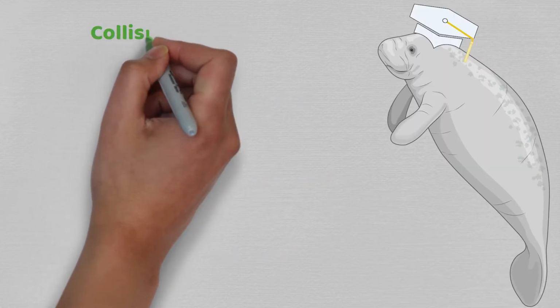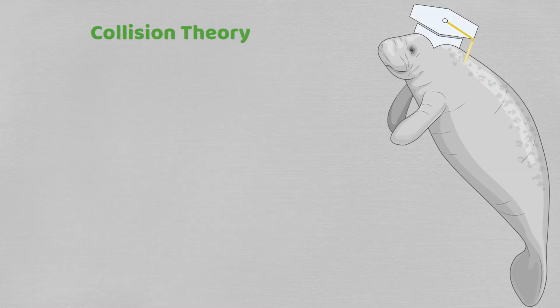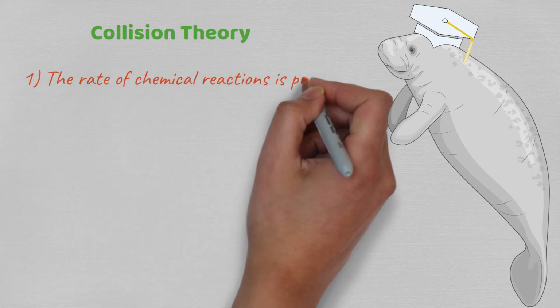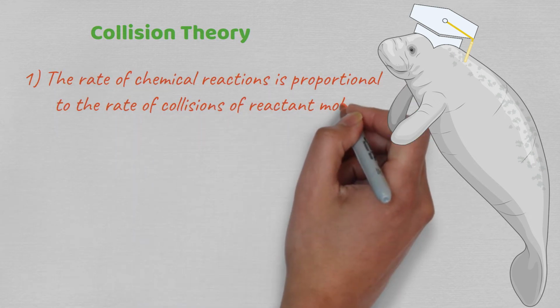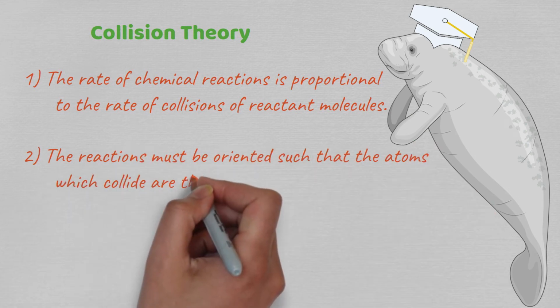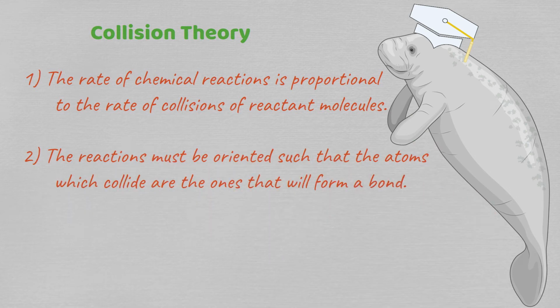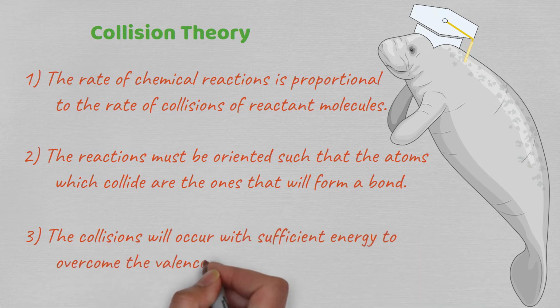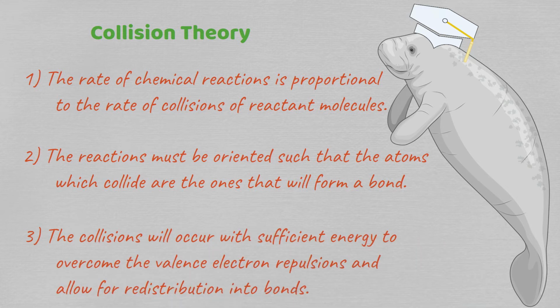Collision theory of chemical reactions. Collision theory is based on 3 postulates. 1. The rate of chemical reactions is proportional to the rate of collisions of reactant molecules. 2. The collisions must be oriented such that the atoms which collide are the ones that will form a bond. And 3. Collisions will occur with sufficient energy to overcome the valence electron repulsions and allow for redistribution into bonds.